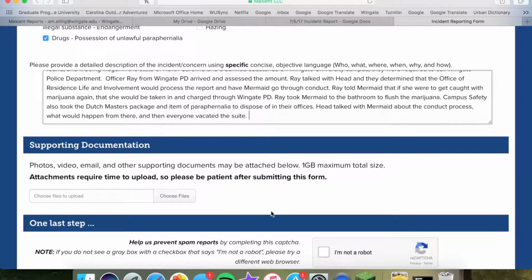The next section, after writing all of the details, is to then upload any supporting documentation, whether this is pictures that you took or any other relevant information. In another informational report, this could include damages, pictures of a driver's license, and any other pertinent information.